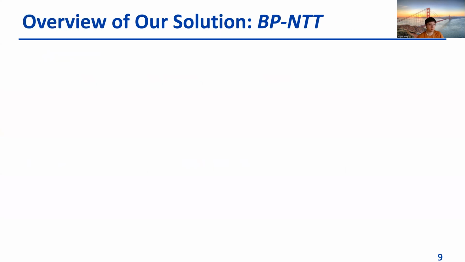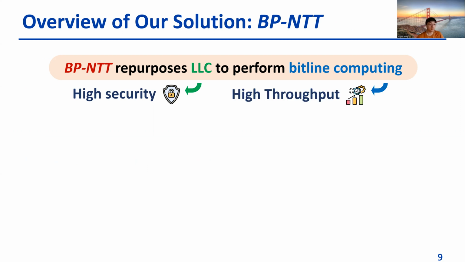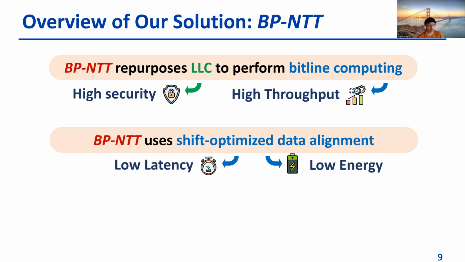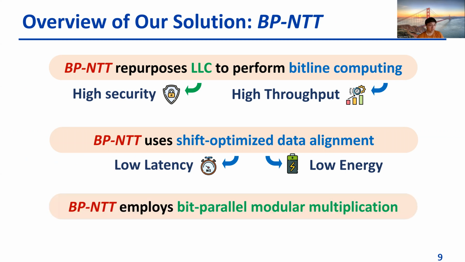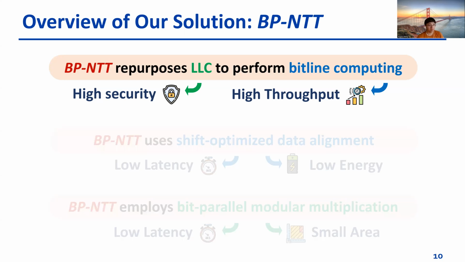We call our proposed design BP-NTT. It repurposes the last level cache to perform bitline computing, which brings great security measures and high throughput to our design. BP-NTT also uses shift-optimized data alignment to reduce latency and energy consumption. And last, we employ bit-parallel modular multiplication to reduce latency and area overhead. Then we will talk about each part one by one.